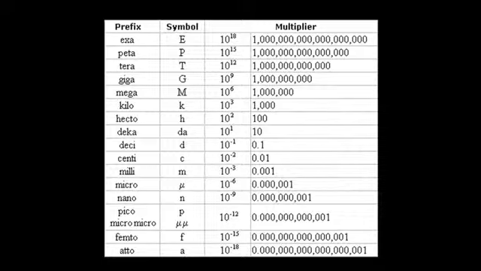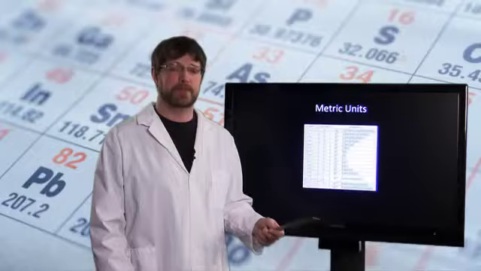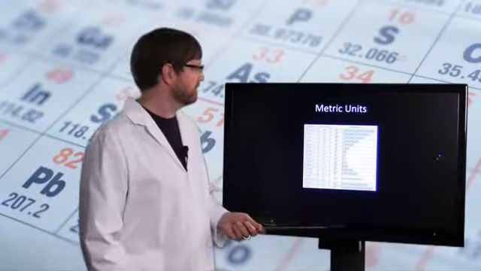So if you have 1 kilometer, you have 1,000 meters. Another example is millimeter. You need 1,000 millimeters to make 1 meter. Or the next one up, centi. If you have 100 centimeters, you have 1 meter. And so on and so forth.